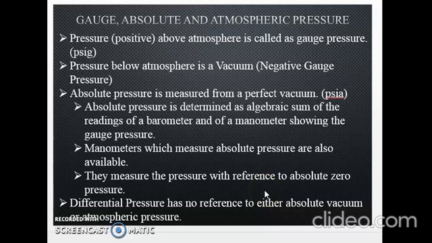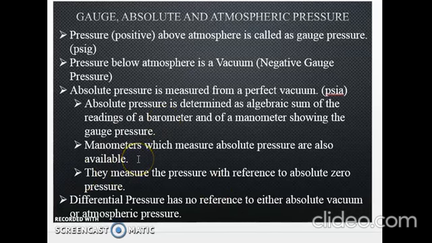These manometers measure the pressure with reference to the absolute zero pressure. The differential pressure has no reference to either the absolute vacuum or atmospheric pressure. So we know the differential pressure is nothing but the difference between two legs of the manometer, and it is P2 minus P1, and that is the value we are obtaining by using the differential pressure measures.